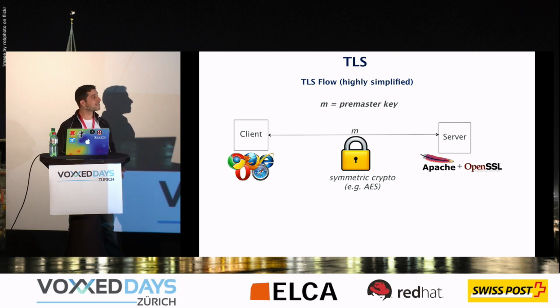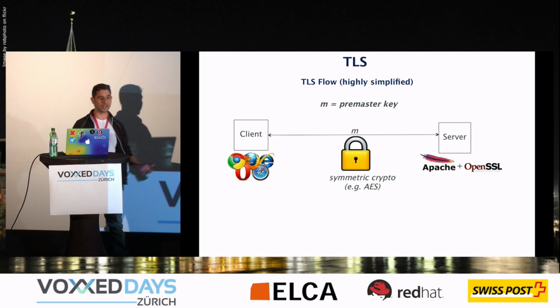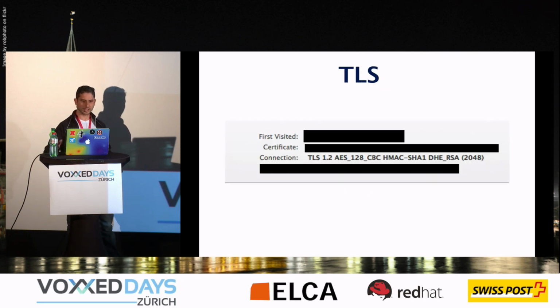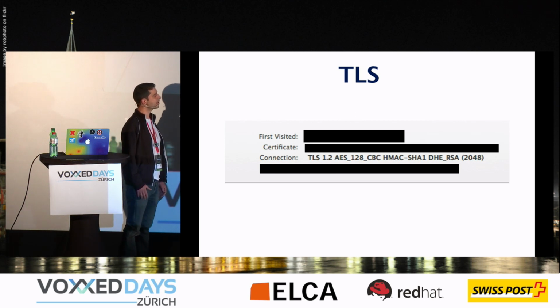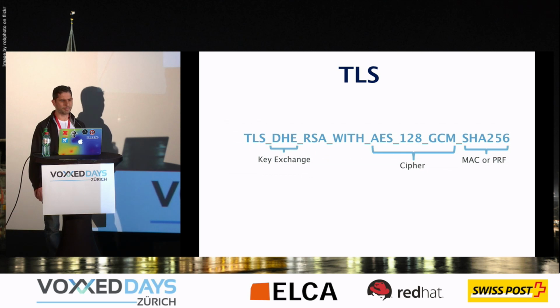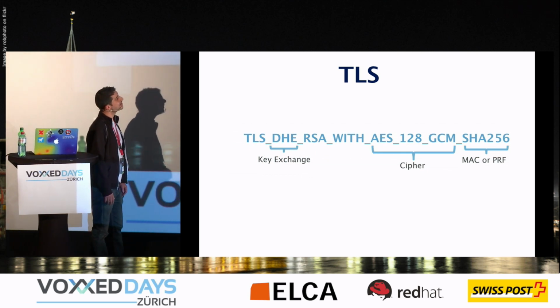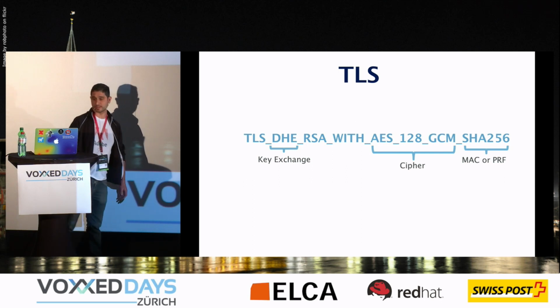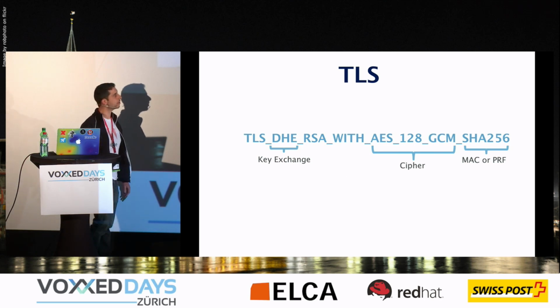You might wonder why it is hybrid. The reason is pretty simple: symmetric encryption is much faster, so they use it as soon as they can. This is how a negotiated connection between a browser and a server looks. We're going to explore this a bit better. So this is ECDHE for key exchange, then AES in Galois Counter Mode for encryption, and some other stuff for the PRF.